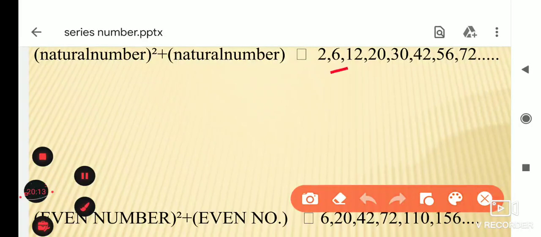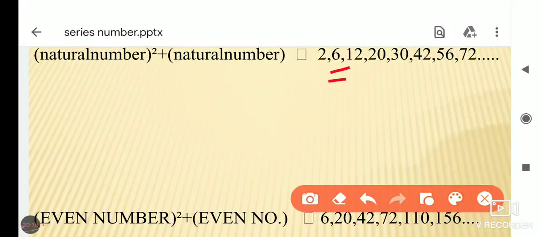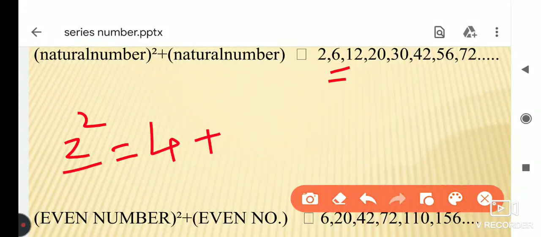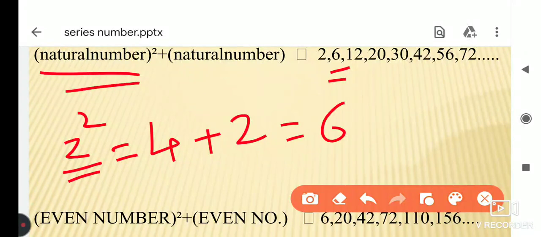The next number is 6. The next natural number is 2. If we find the square of 2, it is 4, and then we add the number itself, that is 2, we get the answer, that is 6. So in this number series we can easily understand the pattern, that is natural number square plus natural number.